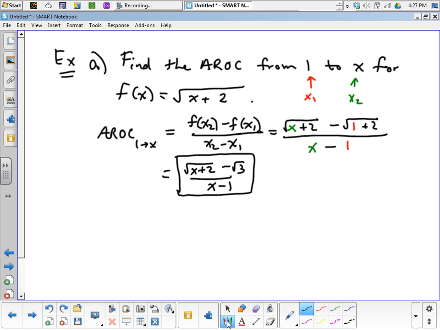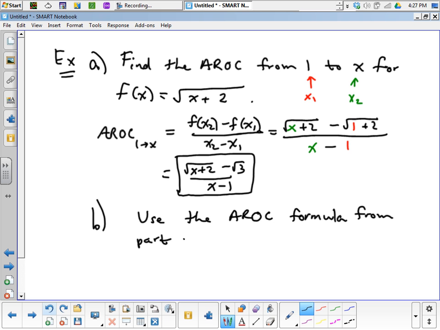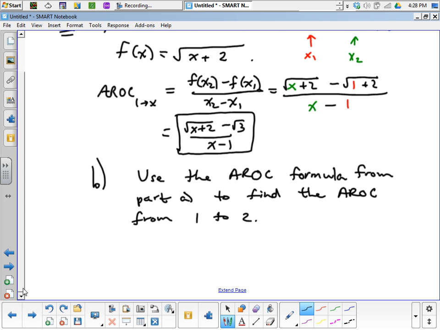And then for part B, they'd say something like, use the average rate of change formula from part A to find the average rate of change from 1 to 2.